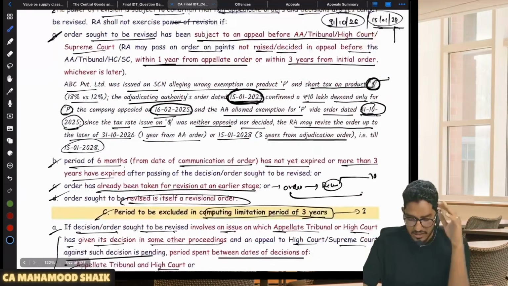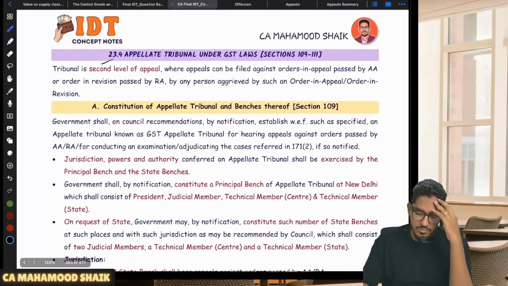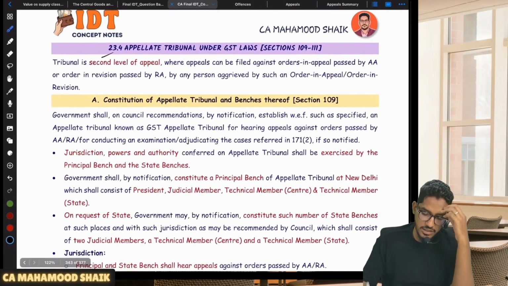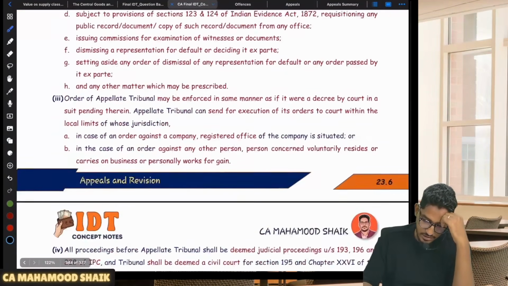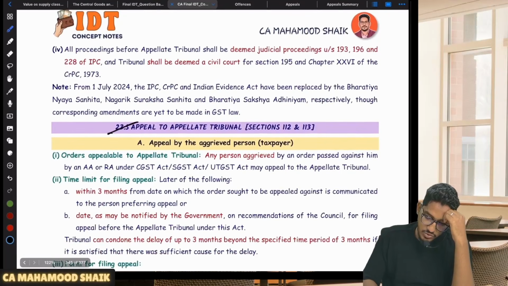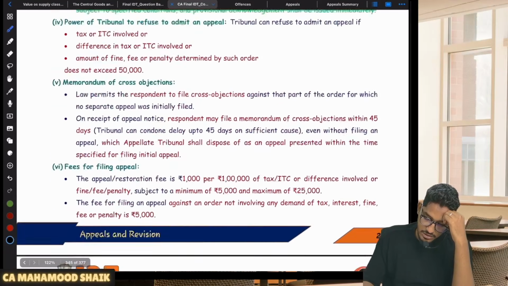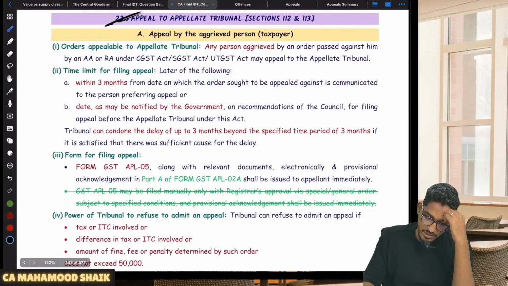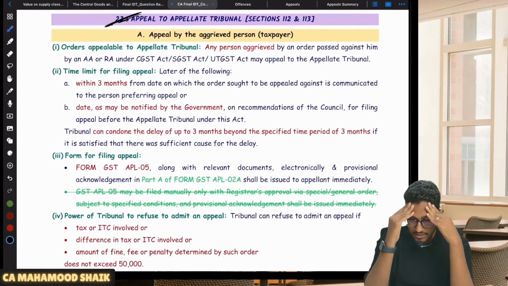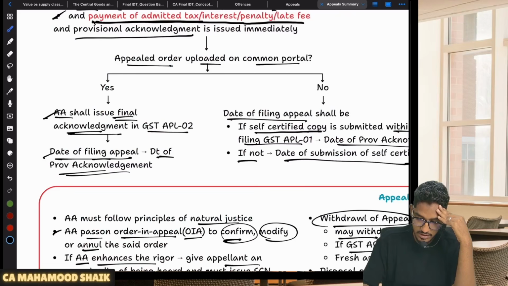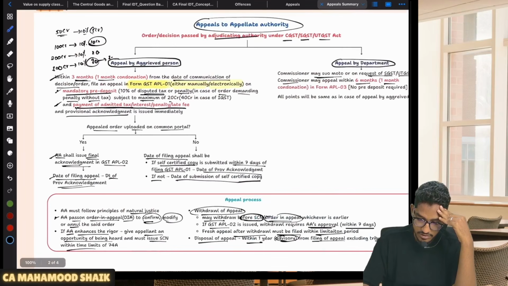Right. Similarly, there will be something called procedure for the appellate tribunal also. That you read it. Try to match with the chart. I will come to this later. Appeal to appellate tribunal, page number 23.7. Their procedure is there. Try to read it once quickly, matching with the chart. I will display the chart on the screen. So matching with the chart, you try to read it.